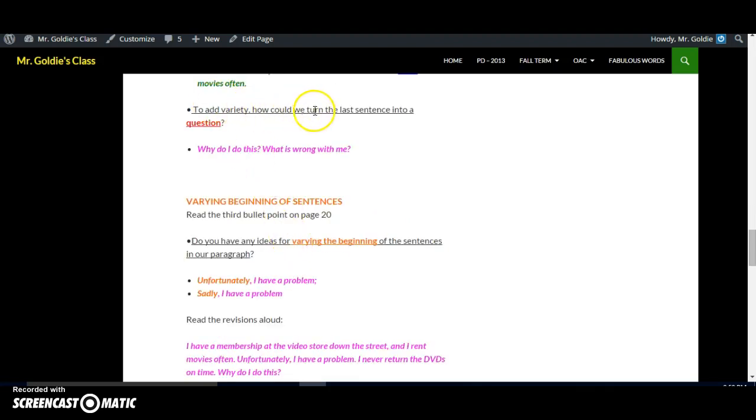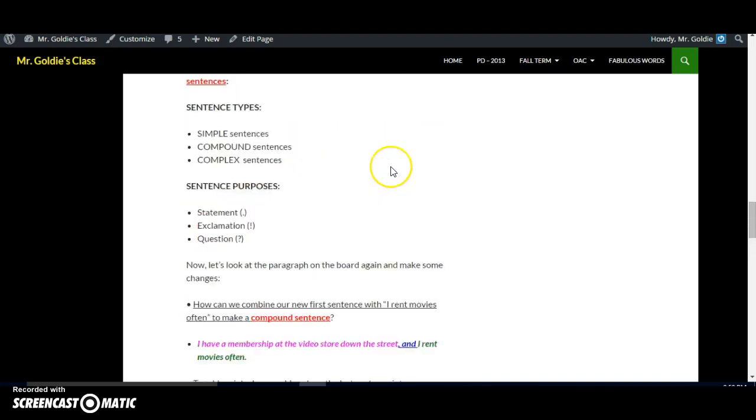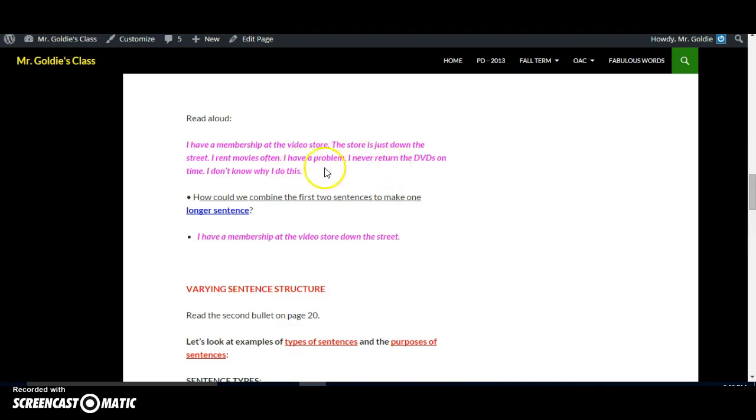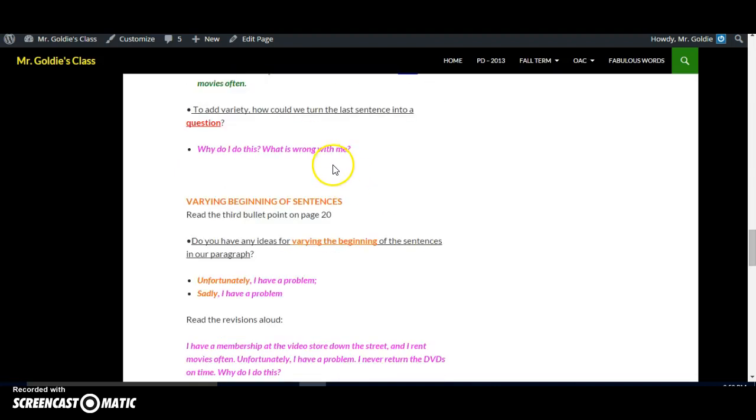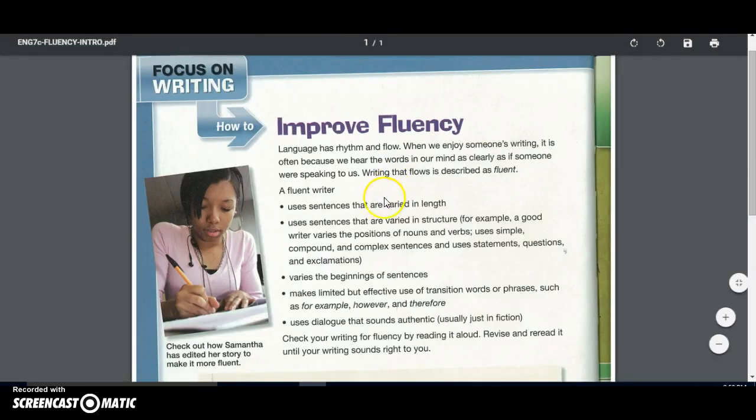To add variety, how could we turn the last sentence into a question? Why do I do this? What's wrong with me? Could be a possible way to add a question into this. Okay? I don't know why I do this. I have a problem. Why do I do this? Is a possible way you can do that. Okay? Another strategy is a fluent writer varies the beginnings of sentences.